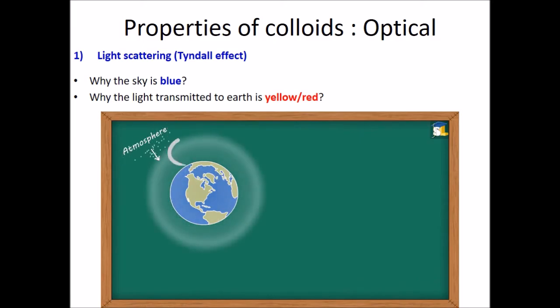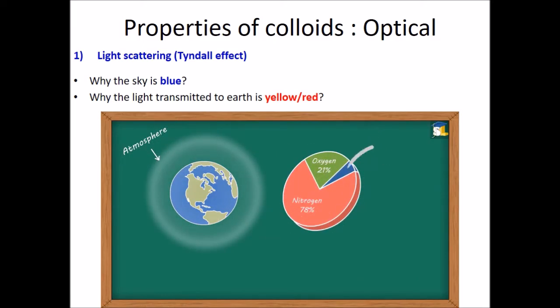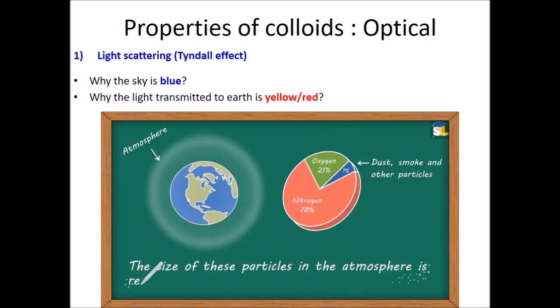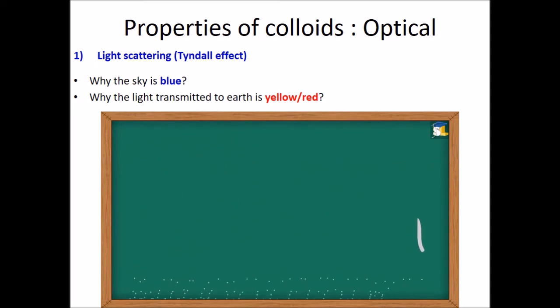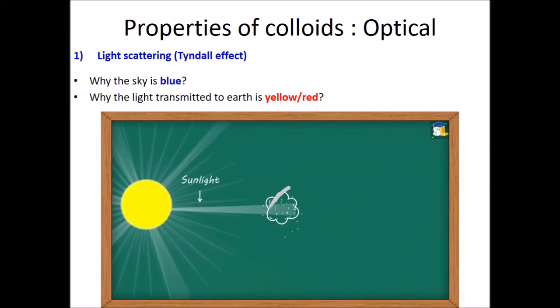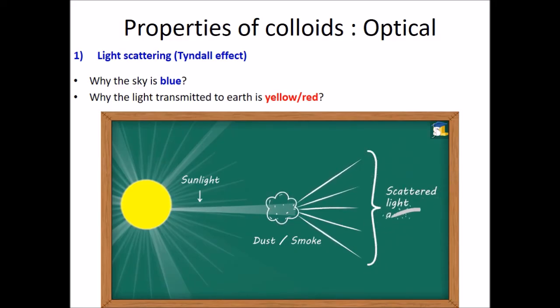We know that our atmosphere primarily consists of oxygen and nitrogen particles, along with dust, smoke, and other particles in comparatively smaller proportions. The size of these particles in the atmosphere is responsible for the color of scattered light. When the sunlight strikes particles of dust, smoke, etc., which are bigger than the wavelength of sunlight, all the colors of sunlight are equally scattered. As a result, the scattered light appears white.